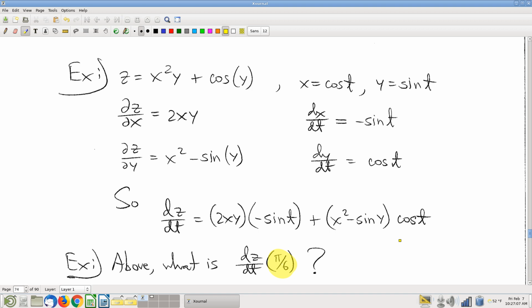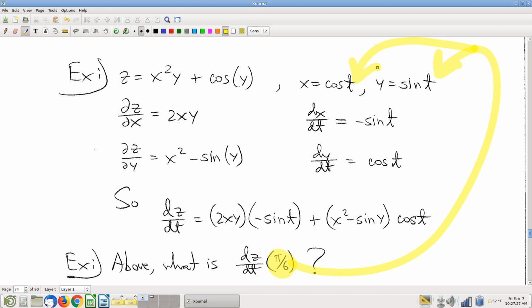Think about the details. What do I mean when I say at pi over 6? Notice I am thinking of z as a function of t. That means this is a value of t specifically. This is not a value of x and y and t, right? I mean, that wouldn't make any sense. So this is a value of t.